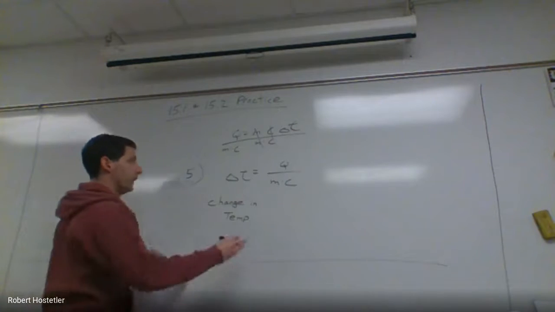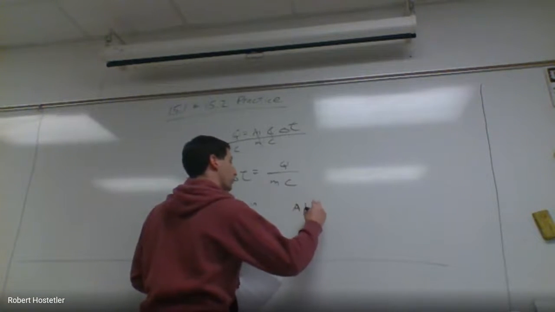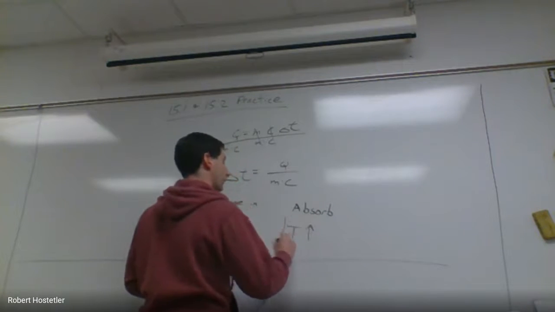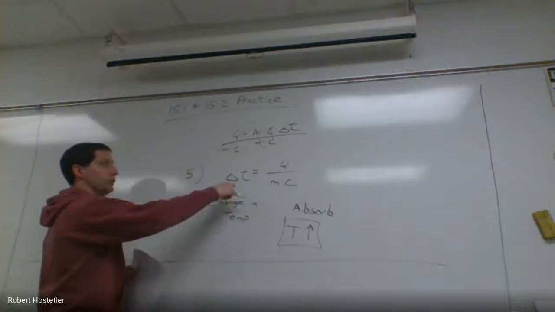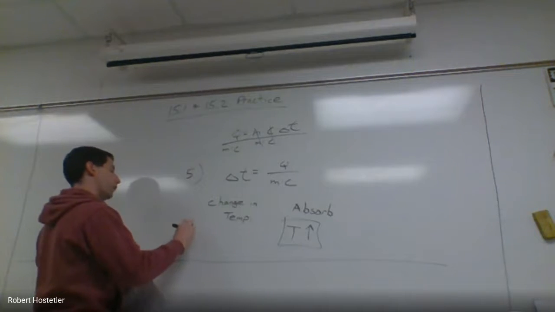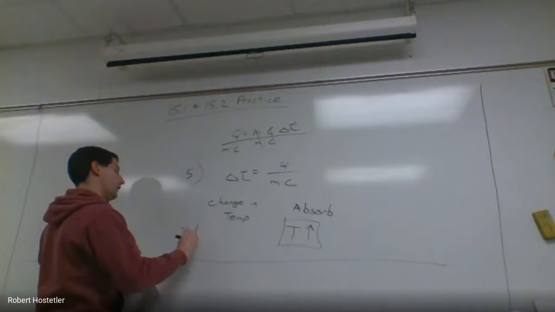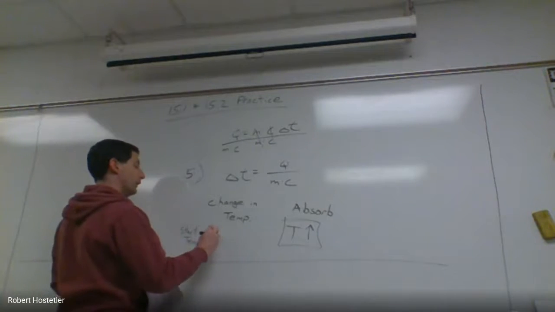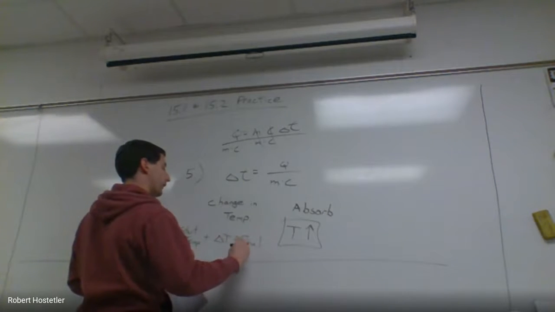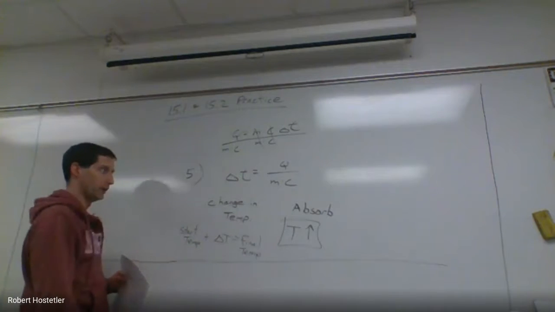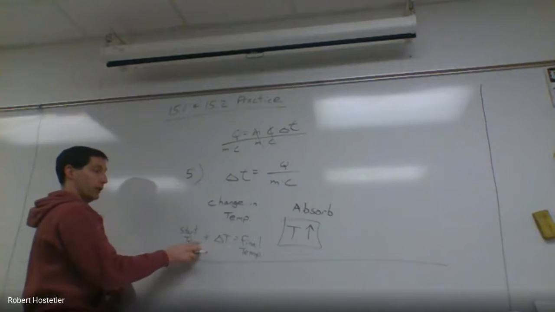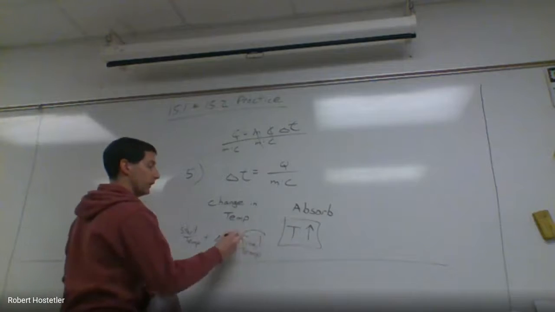So in number 5, it says that heat is absorbed. So that means the temperature is going to go up. So once you know the delta T, we're going to take our starting temp and add to it the delta T to get the final temp. So you have to think about whether you're adding or subtracting there once you get your delta T, and then apply that change to the starting temperature to get your answer.